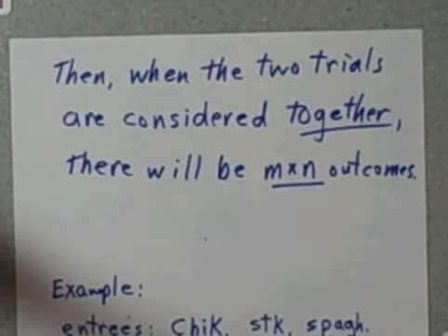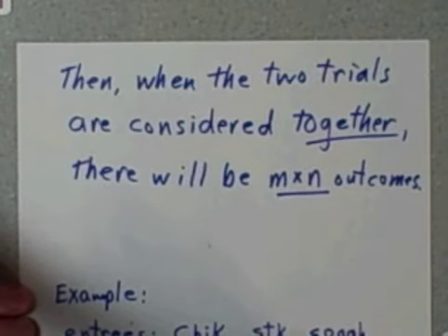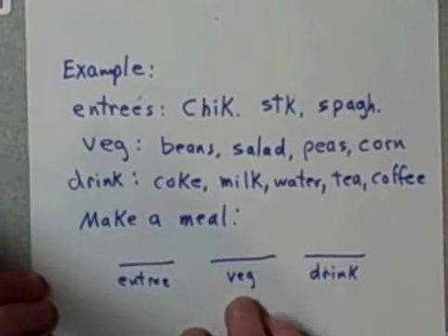And please understand that the fundamental law of counting is always expressed in terms of two outcomes, two trials or two events, but that can be expanded to 3 or 4 or 5 or 50 or 100 or whatever is necessary depending upon the problem. So let's do a simple little example.